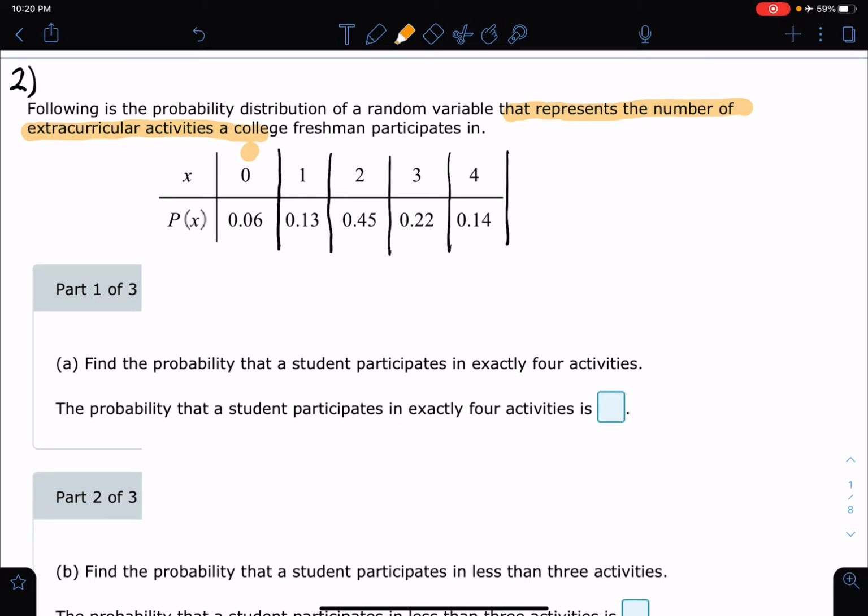So this first one is just saying 0 extracurricular activities for the freshman, right? And what's the probability of that? 0.06 or 6%. How about the freshmen that are involved in 1 extracurricular activity? The probability is 0.13 or 13%. 2, 45% or 0.45. 3 extracurricular activities, it starts dropping down to 0.22. And 4 extracurricular activities as a college freshman, 0.14. So you can kind of see this distribution and how it works.